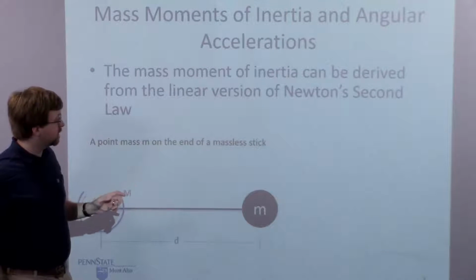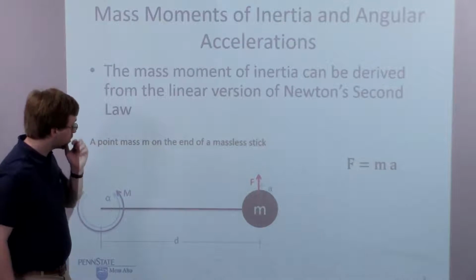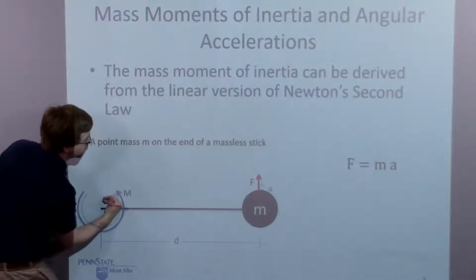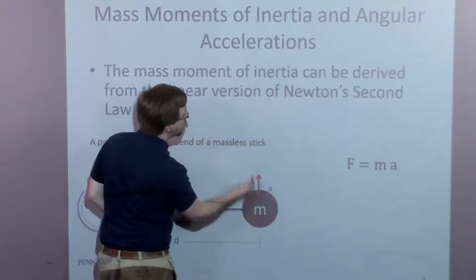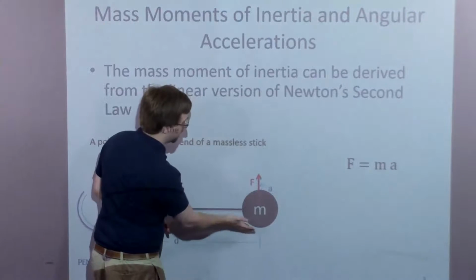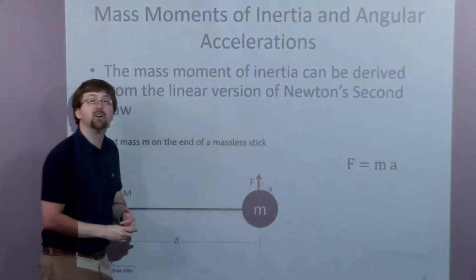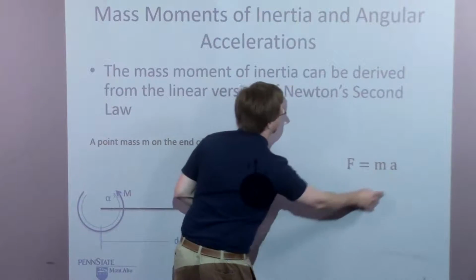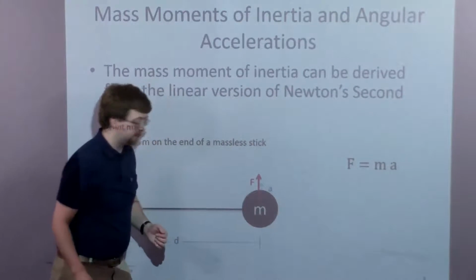So how would I relate this moment and this acceleration? Well, I'm going to start with F equals ma. If I twist the stick on this end, the stick is going to exert an upwards force over here, and the mass is going to have some acceleration in that upward direction to match the force. So F equals mass times acceleration, and so I've got F and a out here.